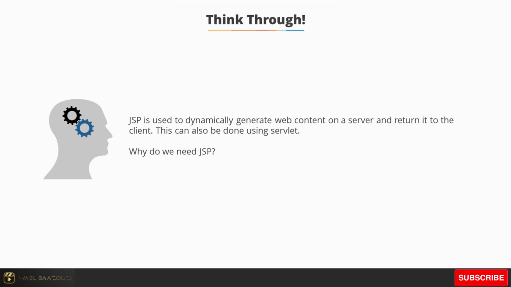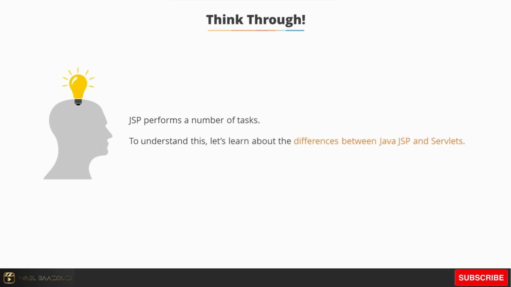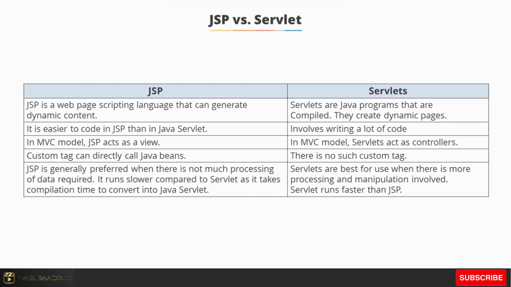So why do we need JSP? JSP performs a number of tasks. To understand, let's learn about the differences between JSP and servlets. JSP is a web page scripting language that can generate dynamic content. Servlets are Java programs that are compiled. They create dynamic pages. It is easier to code in JSP than in Java servlet. It involves writing a lot of code in the servlets.